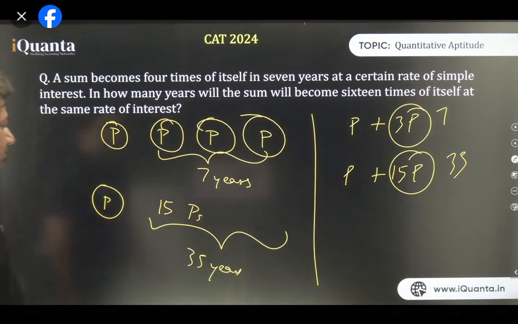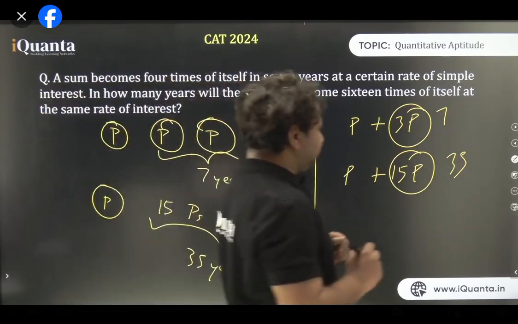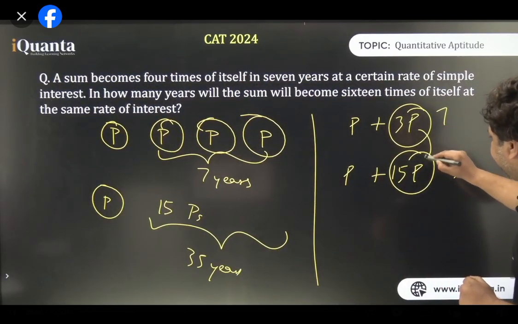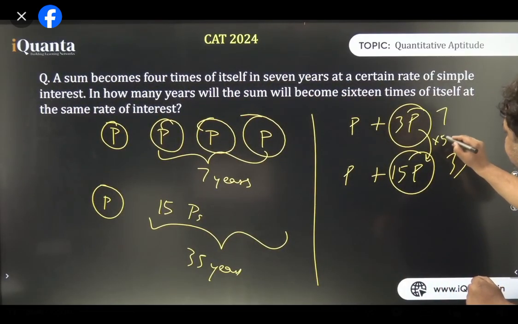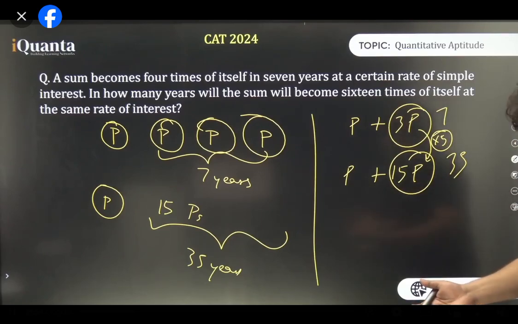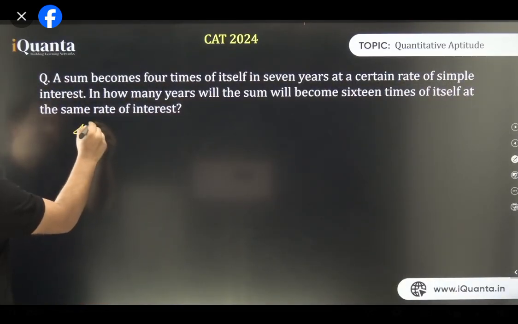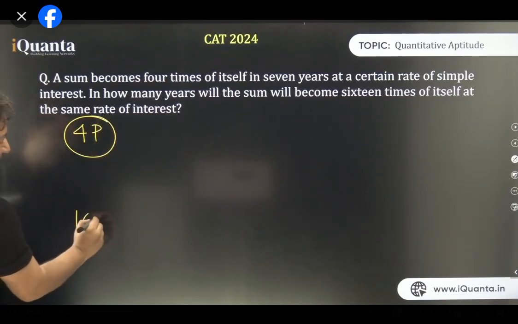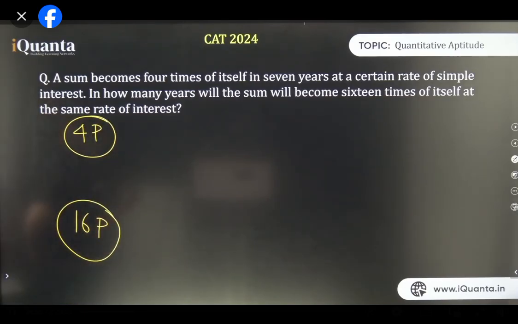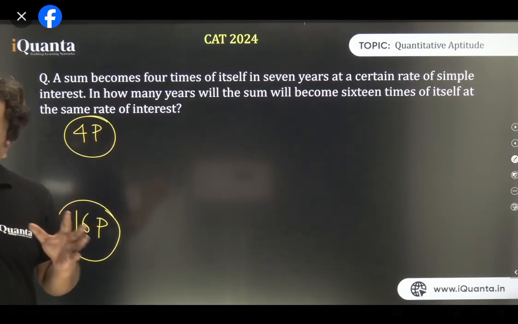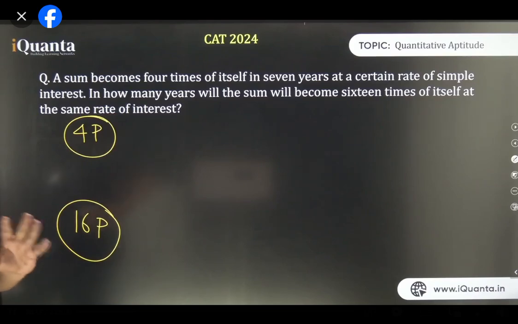How did 35 come? Tell me this: 3P to 15P. 15P is 5 times 3, right? Let me repeat again. Earlier, the amount became 4 times of itself, and afterwards it became 16 times of itself. 4 times of itself. That P was already there from before.